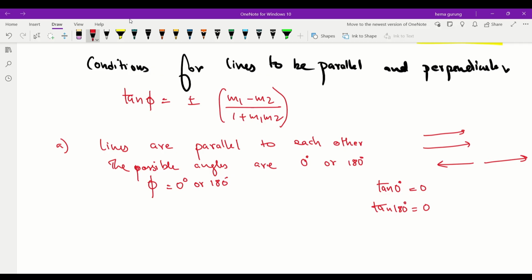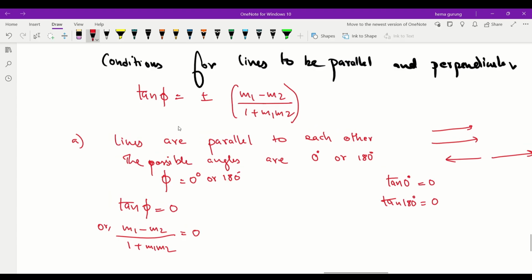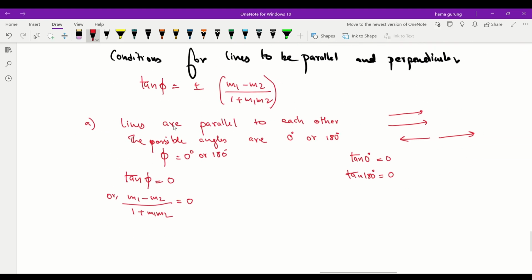0 and 180 degree. Done. So that means tan phi is also 0. Tan phi is 0, right? So that means, can we say that (m1 minus m2) divided by (1 plus m1 m2) is equal to 0? Obviously, if this thing is 0, the numerator part is 0, right? So the numerator part is 0. We can write m1 minus m2 equals to 0, or we can write m1 equals to m2.